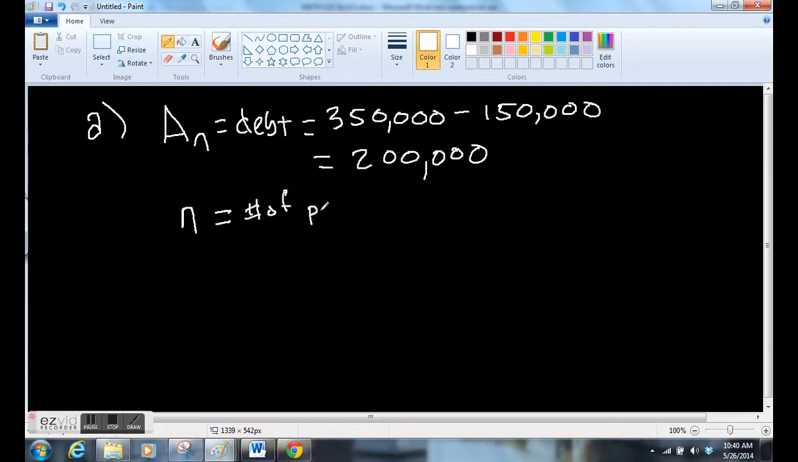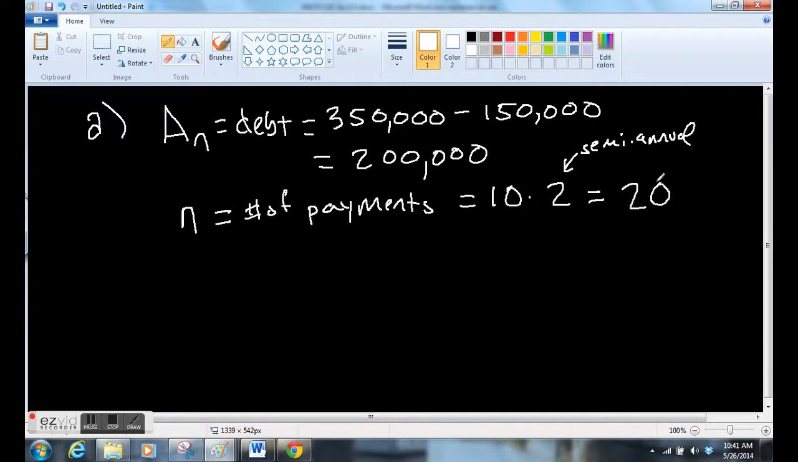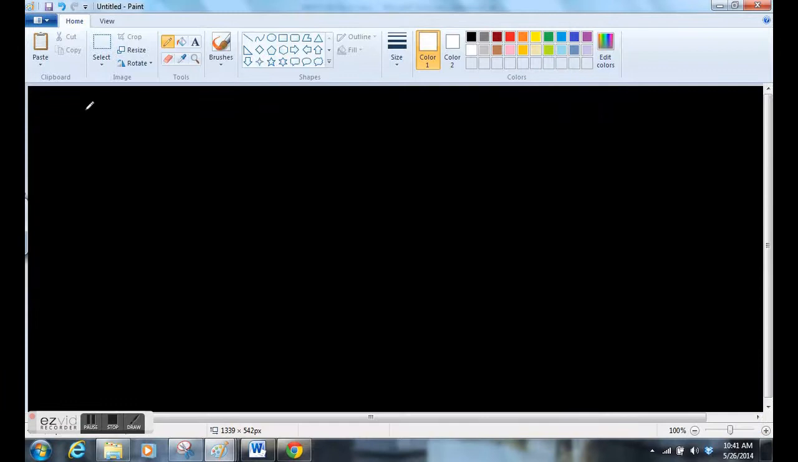N, that's the number of payments. Number of payments is equal to 10 years times 2 times per year. He's paying every 6 months, which is a little unusual, but I guess he made a deal with the bank. Semi-annual payments. So he's making a total of 20 payments, and his interest rate is 12% divided by 2, because it's semi-annual, right? Times per year is equal to 0.06.